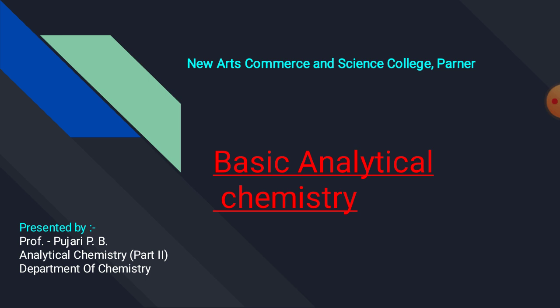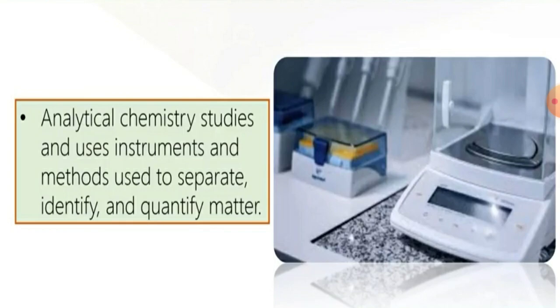Here we discuss the basic analytical chemistry. In basic analytical chemistry, we study the different instruments and the uses of those instruments. Analytical chemistry studies and uses the instruments and methods used to separate, identify, and quantify matter.